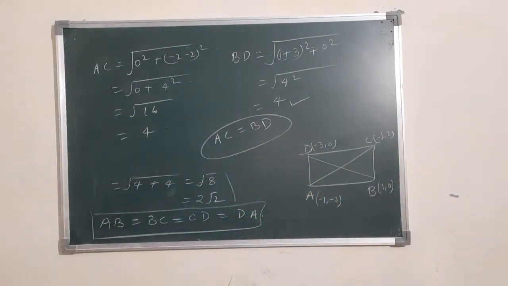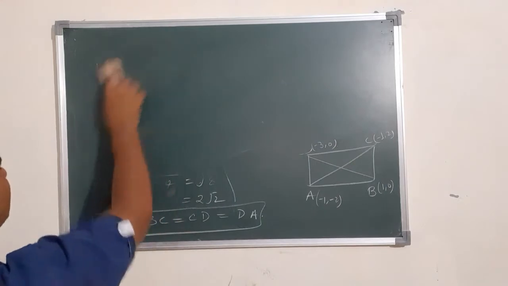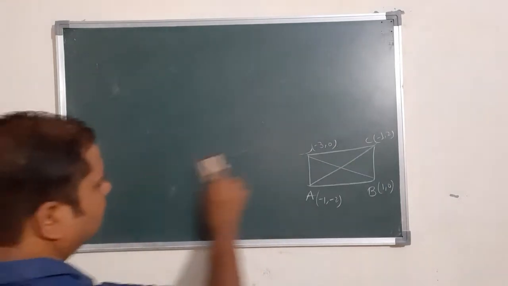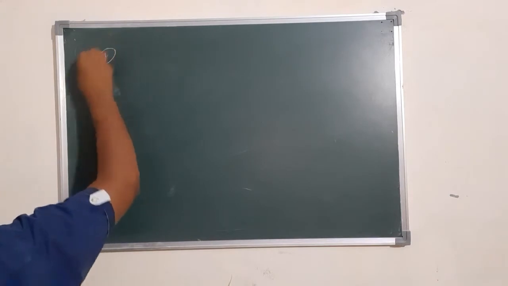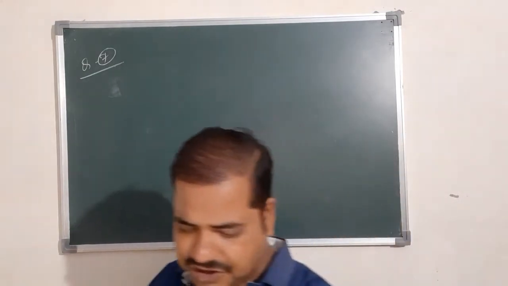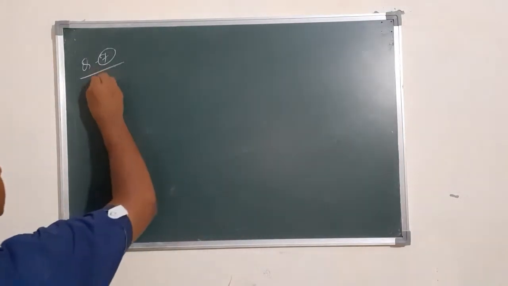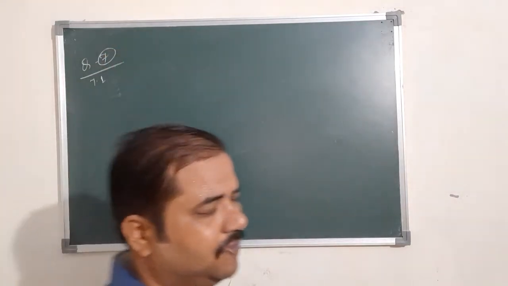Now next one. Question number 7. Very important question. This is very important. Now question number 7. What is question number 7? Find the point on the x-axis which is equidistant from (2, -5) and (-2, 9). See the question, NCERT exercise 7.1, question number 7. Find the point on the x-axis.